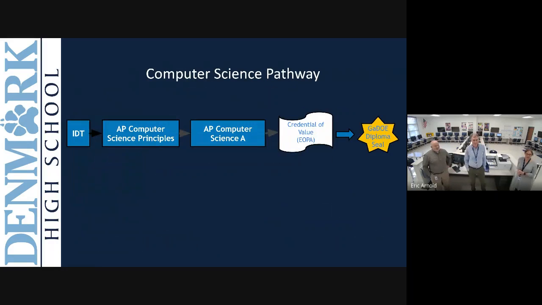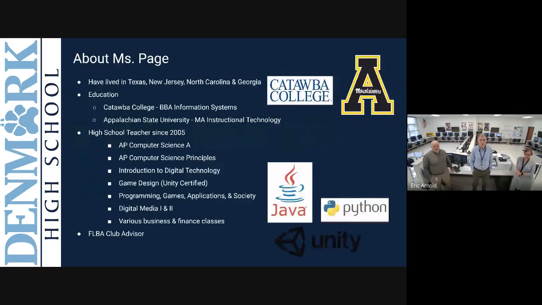Now, the pathway that I mentioned begins with Introduction to Digital Tech. That is our first level course. Successful completion of that, the students move on into AP Computer Science Principles. Once they've completed AP Computer Science Principles successfully, they move into our completer course, AP Computer Science A. At the conclusion of AP Computer Science A, the students are eligible to take a certification exam. We call it a credential of value. Successful passing of that exam results in a diploma seal from the Georgia Department of Education.